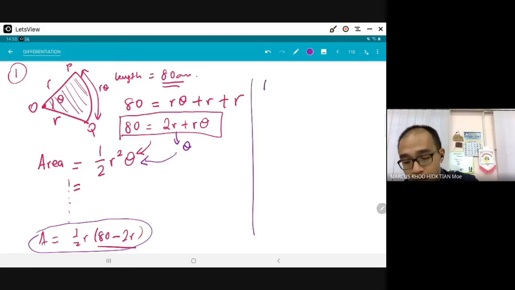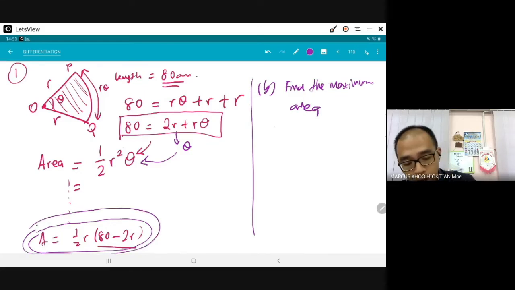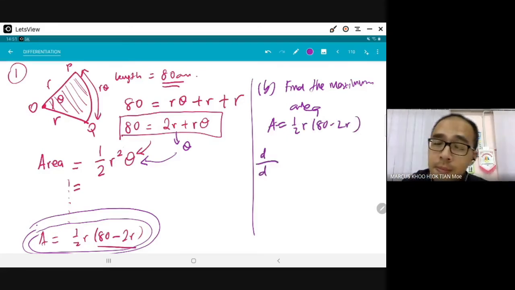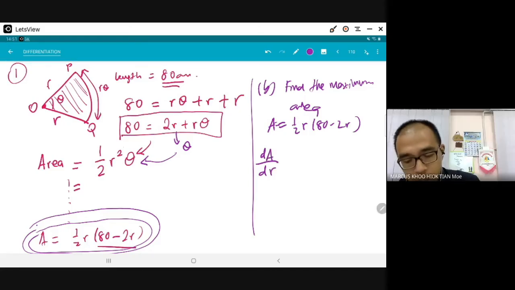And then question B, same thing lah, find the maximum area. Okay, kalau find the maximum area, we need to use this formula only. Okay, so A equals 1/2 R (80 minus 2R). What is the differentiation? D what, D what? Anybody? dA/dR. Okay, dA/dR.